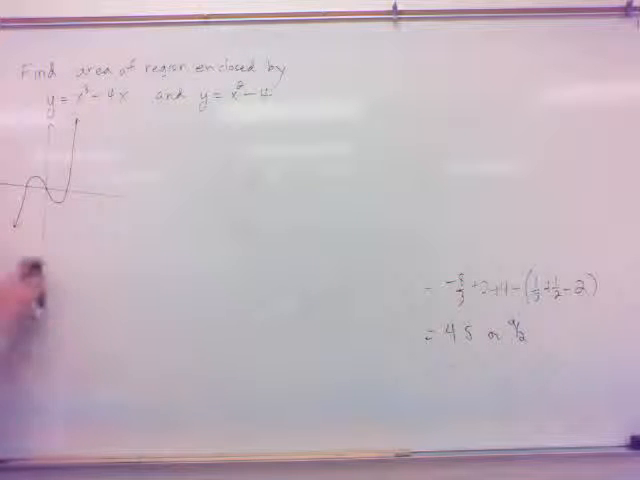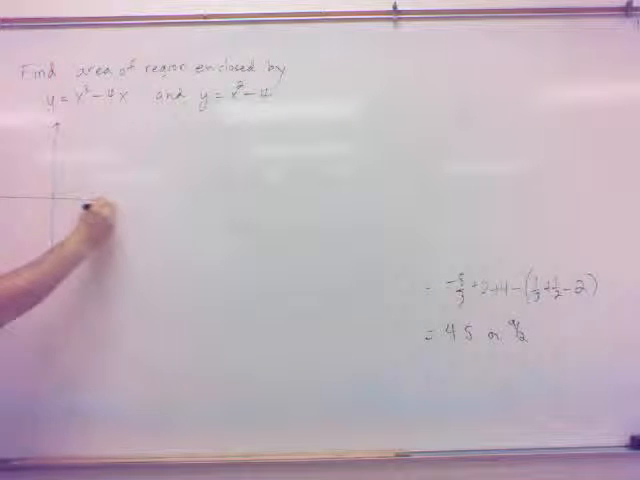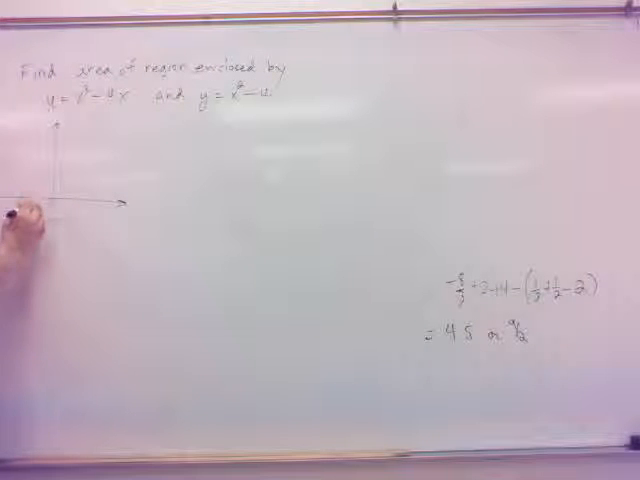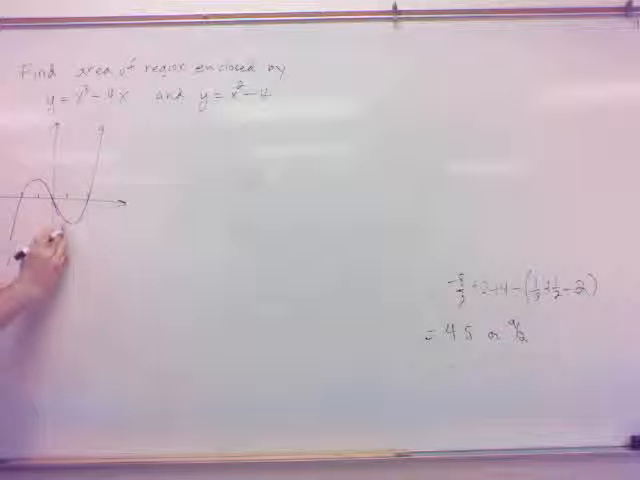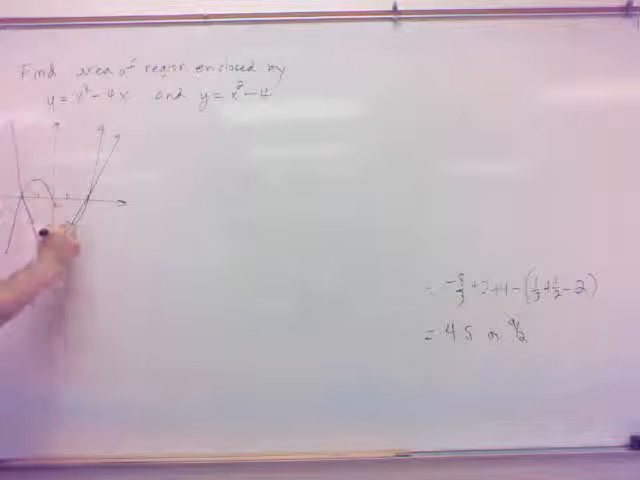Let me draw it from a little bit wider perspective here. Here's 1 and 2. Here's 1 and 2. There's the x cubed one. And x squared minus 4, well, it comes down a little lower than that, obviously. It kind of goes through the same intercepts.